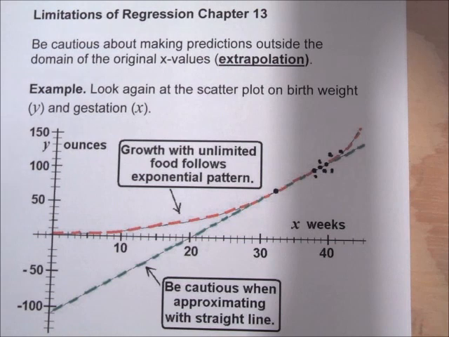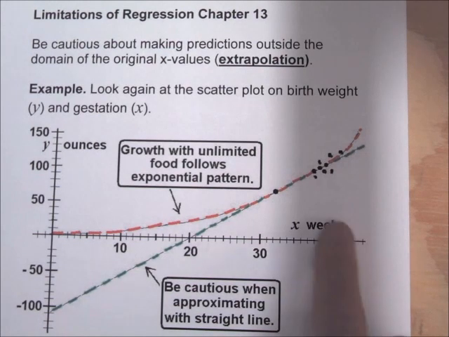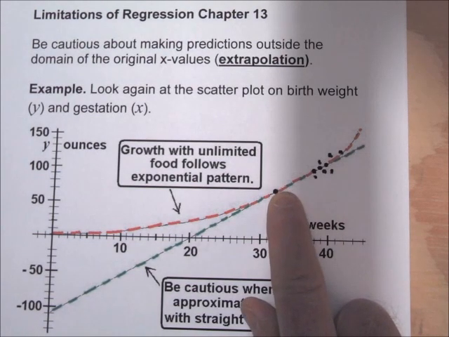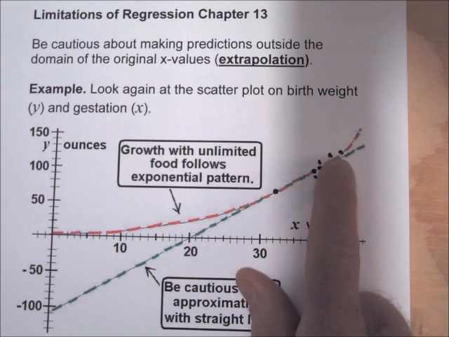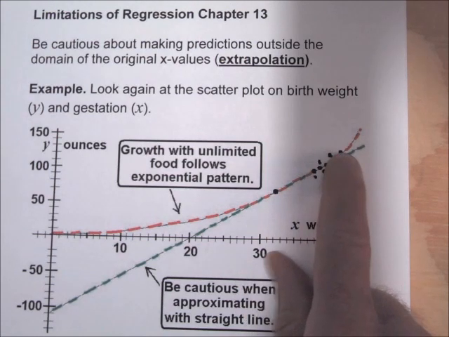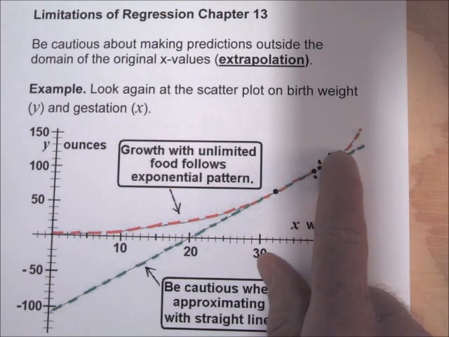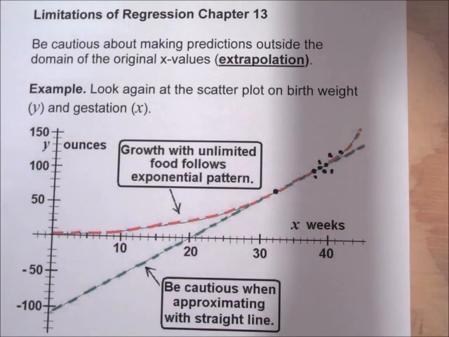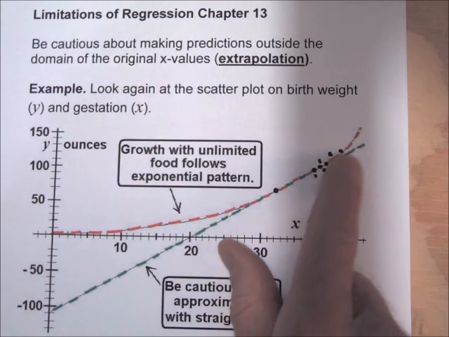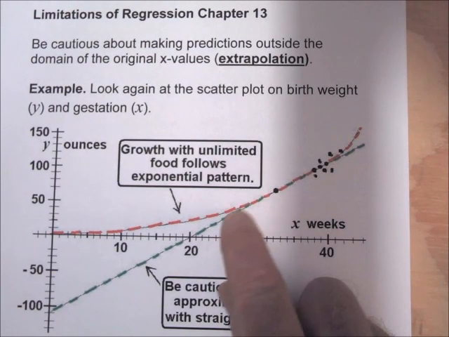Okay, so let's look again at the scatter plot of gestation and birth weight. We had 10 babies, and the gestation length of pregnancy ranged from 32 weeks up to about 42 weeks. Birth weights ranged from about 64 up to 122 ounces. And they're fairly close to a straight line, and that's indicated in green here.